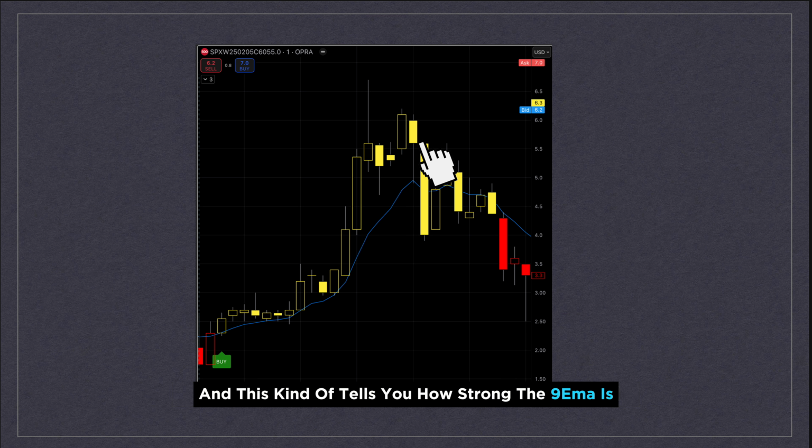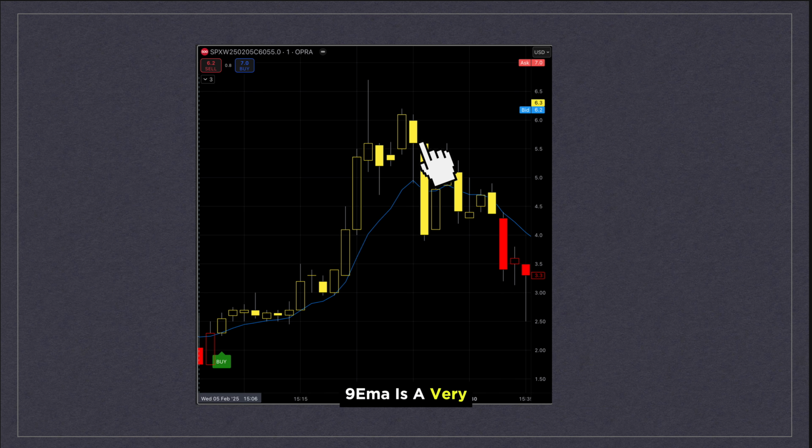And this kind of tells you how strong the 9 EMA is. 9 EMA is a very, very strong tool. It will help confirm your trend, help confirm the strongness of the buyers, and it will help you stay in the trades longer. So always keep an eye on this little blue line when you're using the indicator, because it will definitely help you trade much, much better.